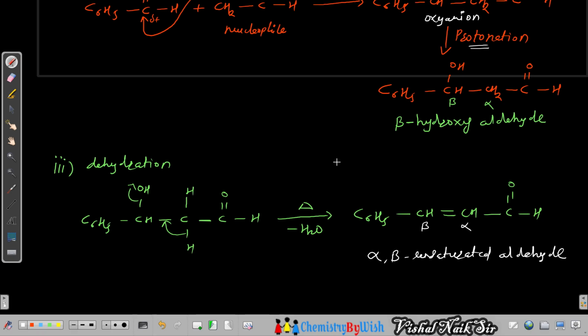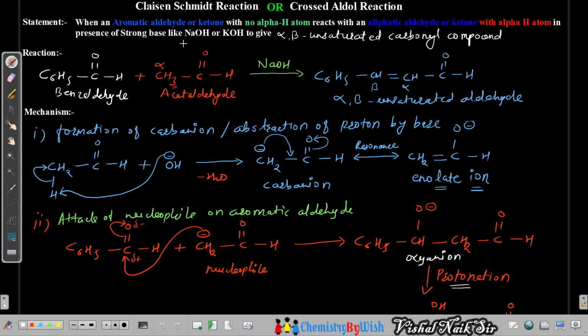So in this reaction we take an aldehyde as a reactant. We can also take a ketone, first an aromatic ketone, and react it with an aliphatic ketone. The primary requirement is that we have to take an aromatic aldehyde or ketone with no alpha hydrogen atom and an aliphatic aldehyde or ketone with an alpha hydrogen atom. So this is overall called the Claisen-Smith reaction or cross aldol condensation reaction.